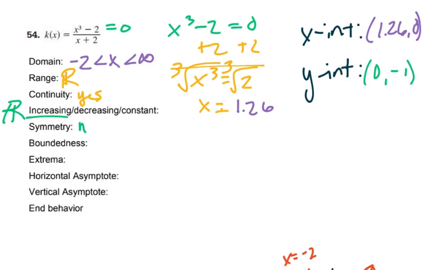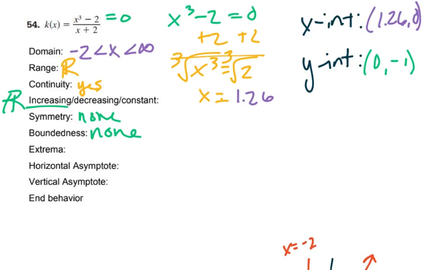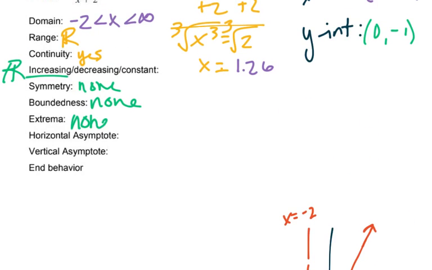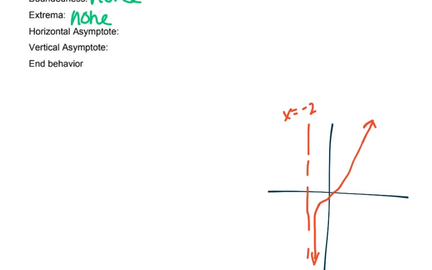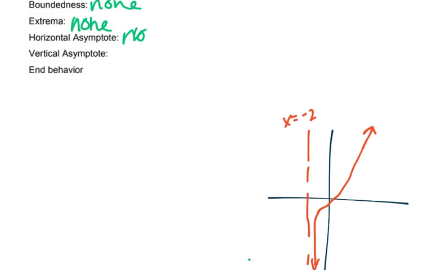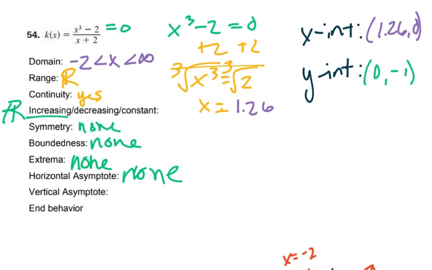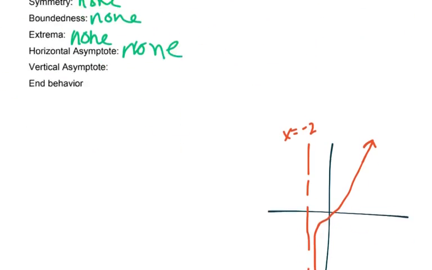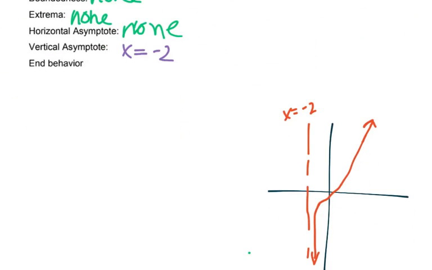Then we have symmetry, which is none. It's definitely not bounded because the range is all real numbers. There are no extremas, so no minimums and maximums kind of hiding in there. No horizontal asymptotes, because as you see in the equation itself, there is a larger numerator power than the denominator. Our vertical asymptote, as we said already, is at x of -2, and that's because the denominator has a +2, and so what makes it a 0 would be a -2.